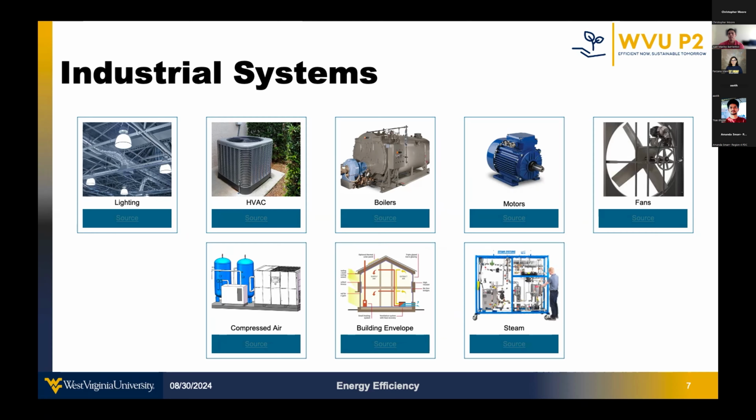Building envelope usually refers to the physical barrier between the conditioned, heated or cooled interior and the unconditioned exterior of a facility. A well-maintained, insulated building envelope is crucial for optimizing heating and cooling efficiency, thereby reducing energy consumption. And lastly, steam. Steam is often used in various industrial processes, from heating to power generation.